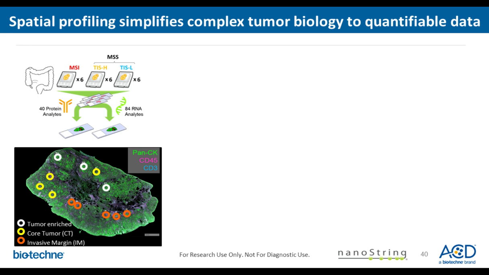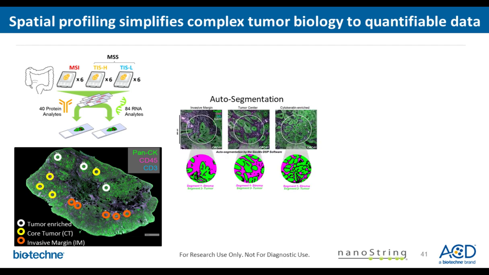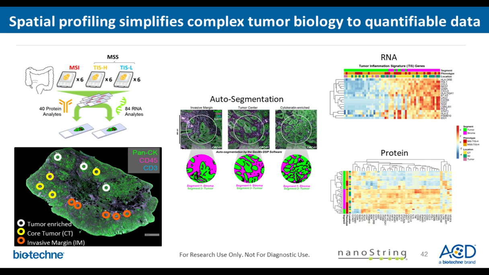Here we're staying with pan-cytokeratin, CD45, and CD3 to guide where in the tissue we want to select these regions of interest, as well as the architecture, looking at the invasive margin and so forth. And then on those serial sections with ROIs placed essentially in the same location, we segment it into tumor and stroma, so you can see that in pink and green. And then we can look at the expression of both the RNA and the protein.